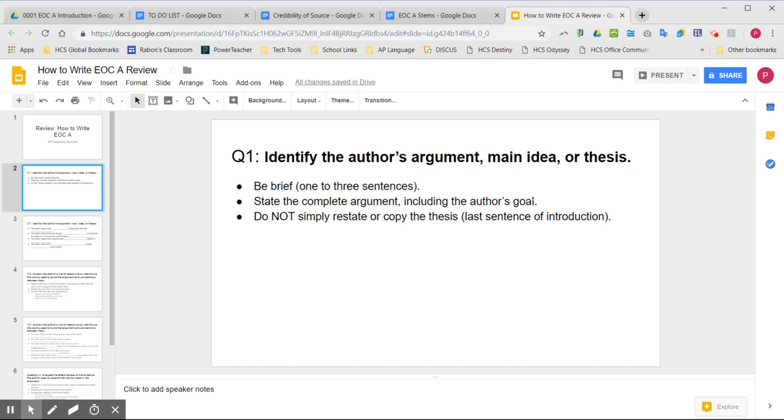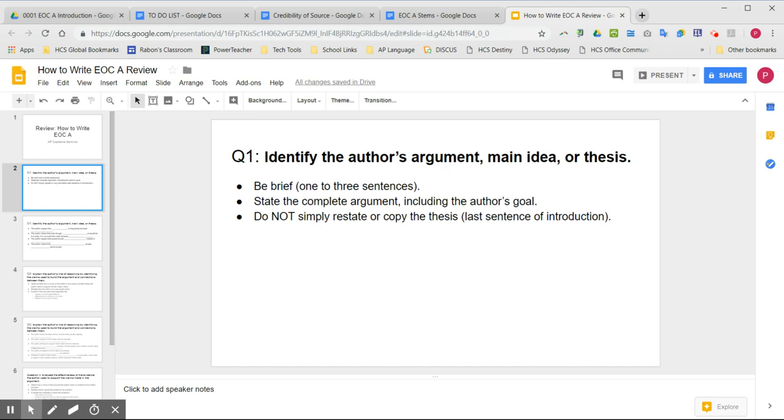Okay. Very rarely is there a single element to a claim. Usually it's multiple things. So is the author trying to say that A is true, and because of that, we need to do B? All right. So think that there's always going to be at least 2 things the author's trying to accomplish, possibly more. And finally, do not simply restate or copy the thesis, the last sentence of the introduction.